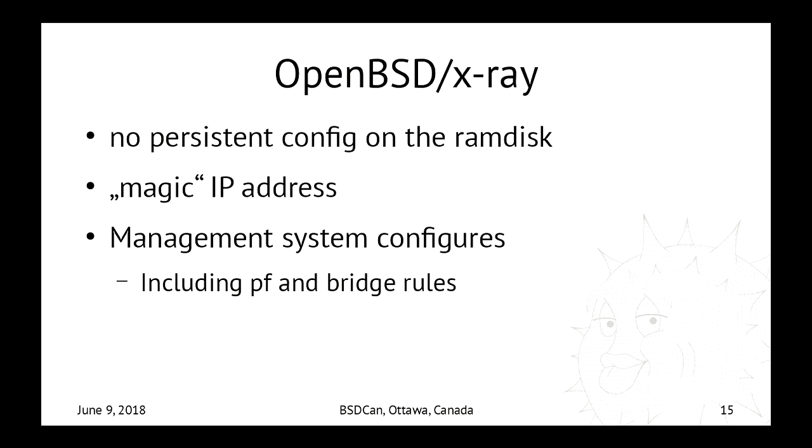These RAM disks have no persistent configuration whatsoever. They have a magic IP address, which is a public IP address from the Philips range. They did this right. They all have the same, and it's prevented by that system that it leaks outside, so it's not visible to the outside. And the management system inside connects to that magic IP address and sets everything up, including the PF rules and the bridge filters that I'm going to talk about later.